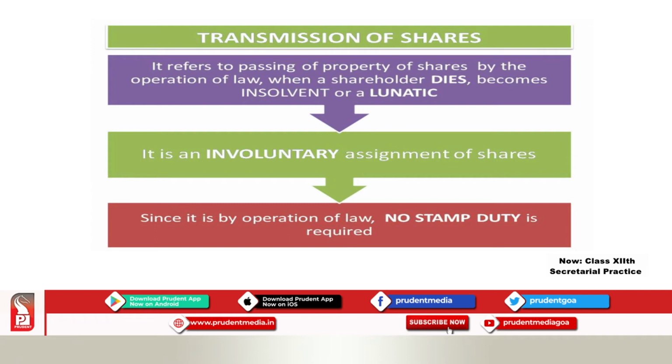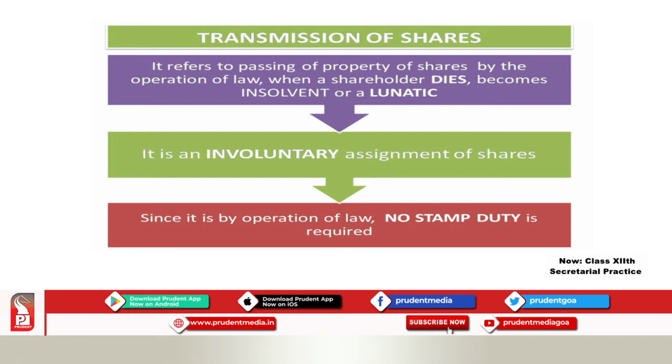Let me tell you, transmission means what? Transmission is also transfer of shares, giving the shares to another person. But what are the circumstances? Now, you can see it refers to the passing of property of shares by the operation of law. That is, when a shareholder dies, becomes insolvent or becomes a lunatic. That is when transmission takes place. So, we call this an involuntary assignment of shares.